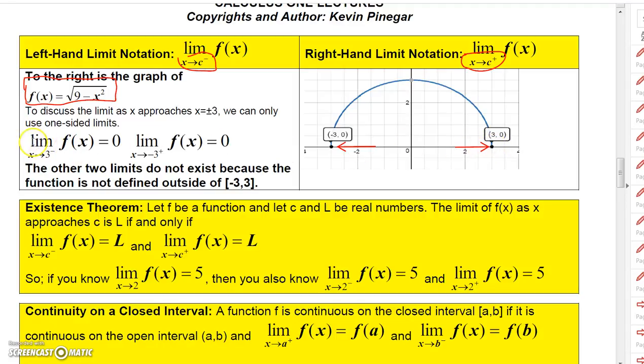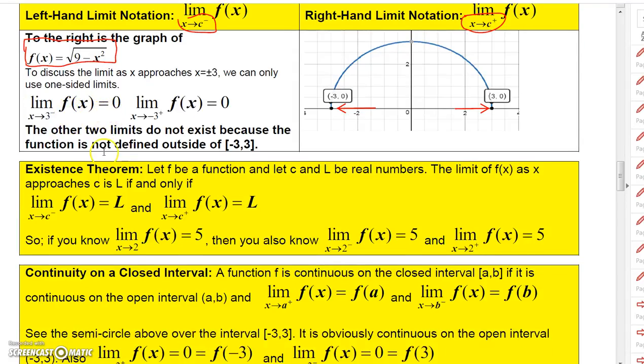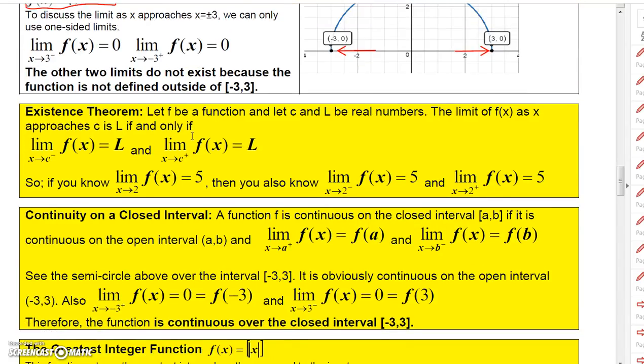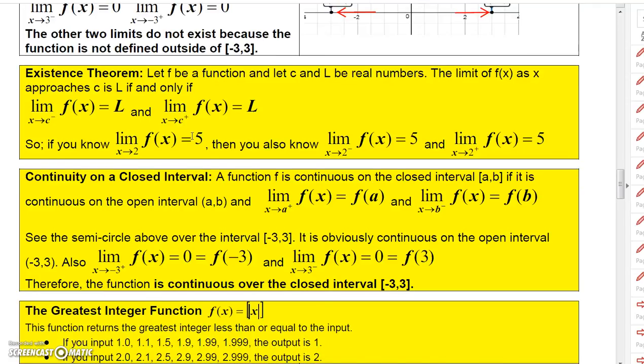So if you look at those limits, you can see as we approach -3 from the left, the function goes to 0. From the right, the function goes to 0. And as we approach 3 from the left, the function goes to 0. And actually, that's the same as the functional value. So since the functional values are equal to those one-sided limits, then we can say that this function is continuous at -3 and 3.